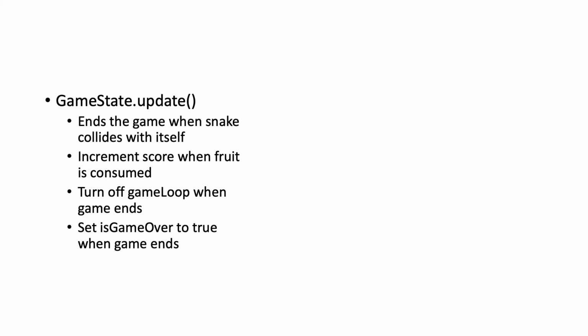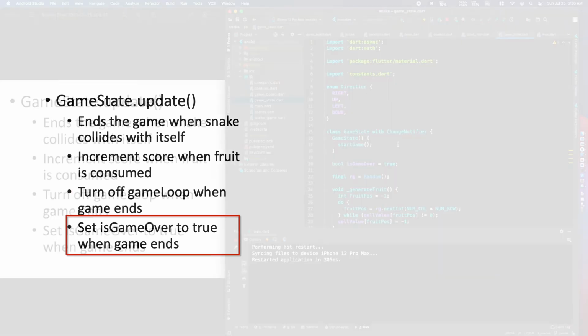Cool, the game is now quite playable, except that we do not have the collision detection. That is, when the snake's head collides with the body or tail, we need to end the game. We also need to make sure to increment the score when the fruit is consumed. Lastly, when the game ends, we must stop the game loop and set the isGameOver variable to true.